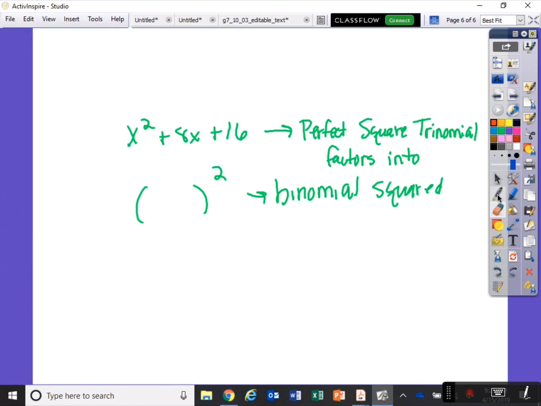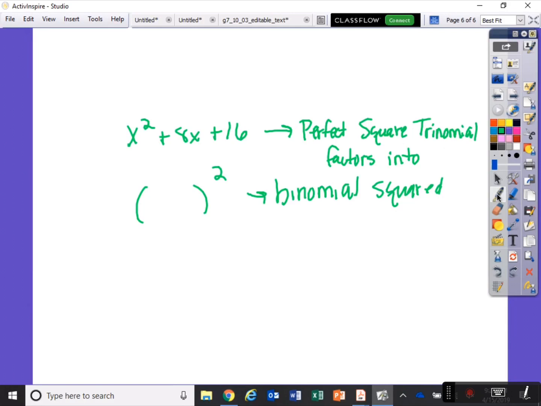So again, the way to tell is the first and the last have to be perfect squares. We've already figured out that the last number is not always a perfect square, is it? We could have the number 24. Is 24 a perfect square? No. So this would have to be a perfect square in order for this to be a perfect square trinomial. But not only that, the square root of x squared and the square root of 16, multiplied and doubled, have to make the middle.